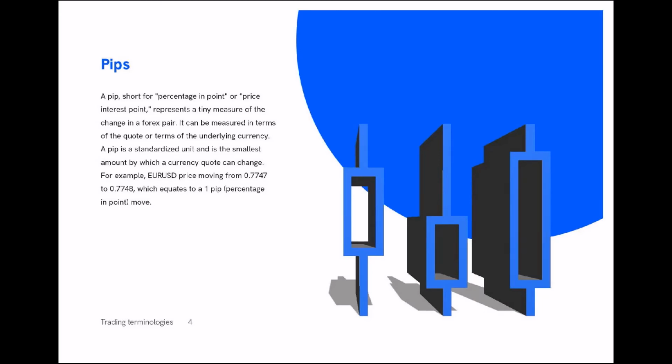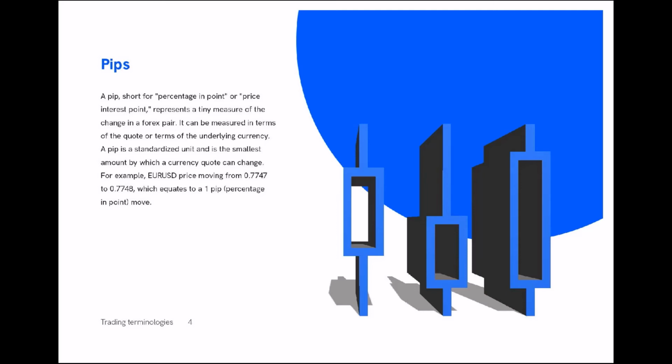Now, a pip is short for percentage in points or price interest points, which represents a tiny measurement of change in a Forex pair. An increase or decrease in price is represented by a pip. It can be measured in terms of the quote or in terms of the underlying currency. A pip is the standardized unit and is the smallest amount by which a currency quote can change. It's the smallest amount in which you can make profits or lose part of your capital.